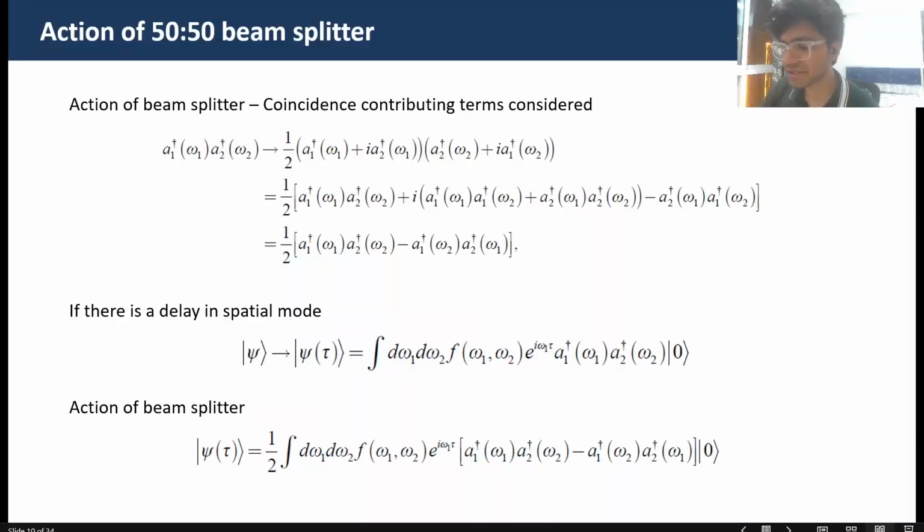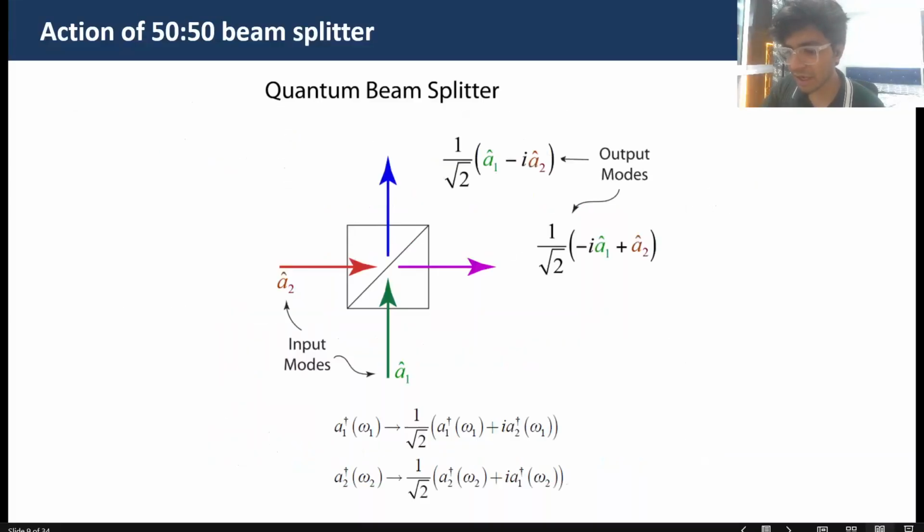It is important to understand what these terms represent physically. The two real terms contain a combination of A1 dagger A2 dagger and A2 dagger A1 dagger. This corresponds to a state where one photon emerges at port 1 and the other photon emerges at port 2, as you can see in the diagram. In an experimental setup, this triggers a click at both detectors simultaneously, and this is what we call a coincidence.